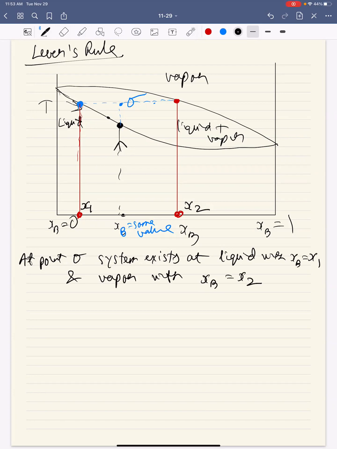My question for you is, so we all agree that it will exist as a liquid and as a vapor. And there was nothing special about point O, right? Point O could be lying over here. Point O could be lying over here, the black dots that I drew. Irrespective of where your point O is, the concentration of the liquid will always be X1. The concentration of the vapor will always be X2, okay?